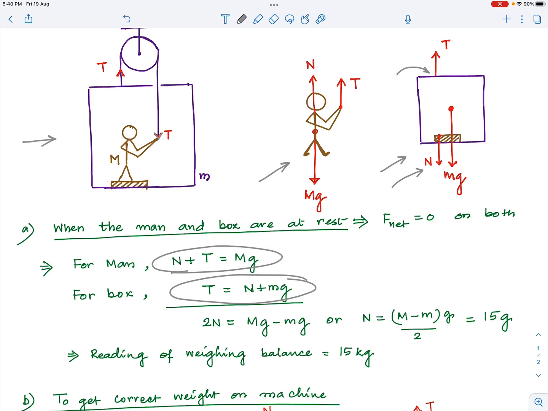You can easily solve these equations to get the value of N here. Maybe you can subtract the second equation from the first, so that T cancels out, and that will give you this equation, which you can further solve to get the value of N.